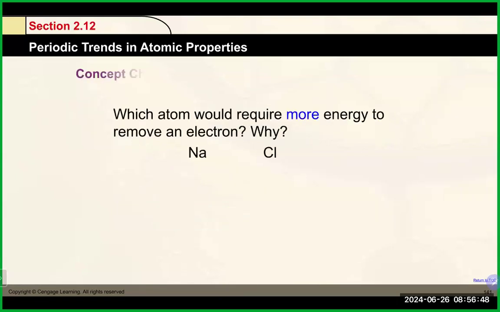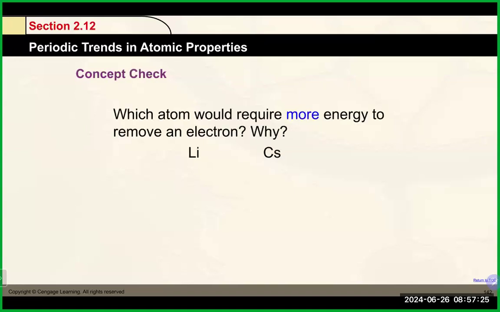All right, so let's take a look here. Which would require more energy to remove an electron, sodium or chlorine? Which one takes more energy? On the periodic table, chlorine is further to the right, which means it should have a higher ionization energy. It also has a stronger effective nuclear charge, which means even those outer electrons are held tighter. So it's going to be chlorine in this case.